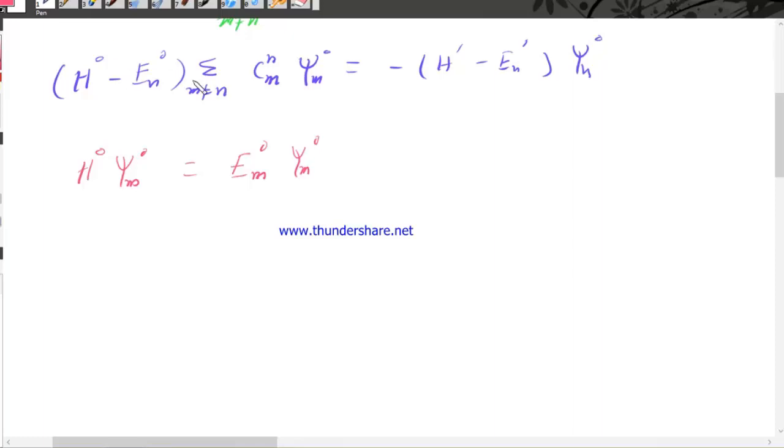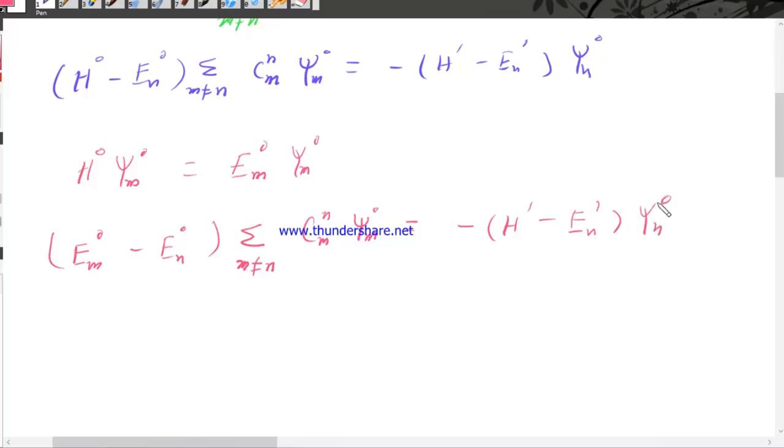So then this term can be written as (Em0 minus En0), both have these two terms, so we can take common the sum over m not equal to n of cmn ψm0, and then it is equal to minus (H' minus En1) ψn0.